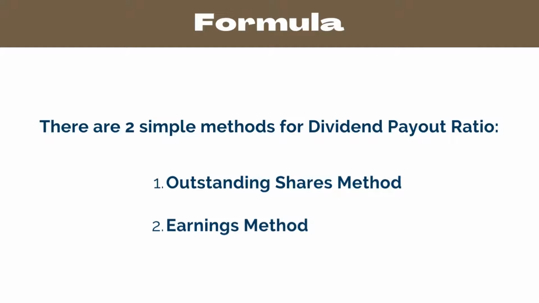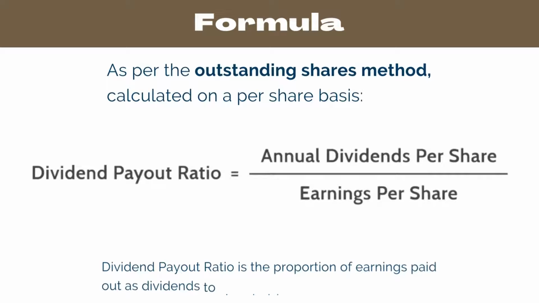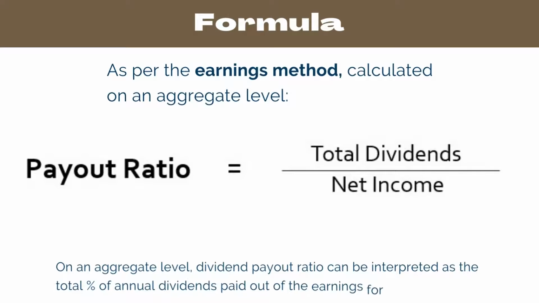Well, there are two methods of calculating the dividend payout ratio. As per the outstanding shares method, the formula for dividend payout ratio is the annual dividends per share divided by the earnings per share. Dividend payout ratio is the proportion of earnings paid out as dividends to shareholders on a per share basis. As per the earnings method, the formula for dividend payout ratio is the total dividends divided by the net income of the company.